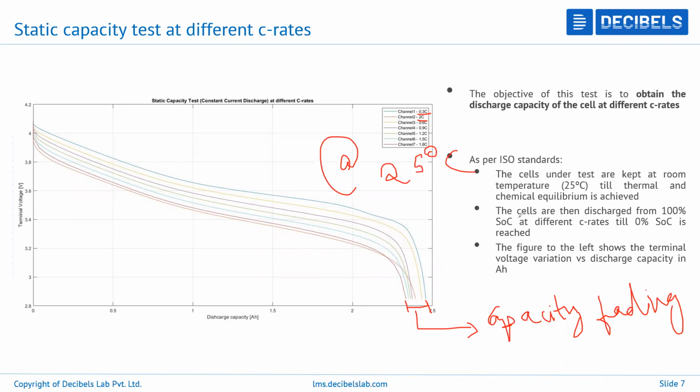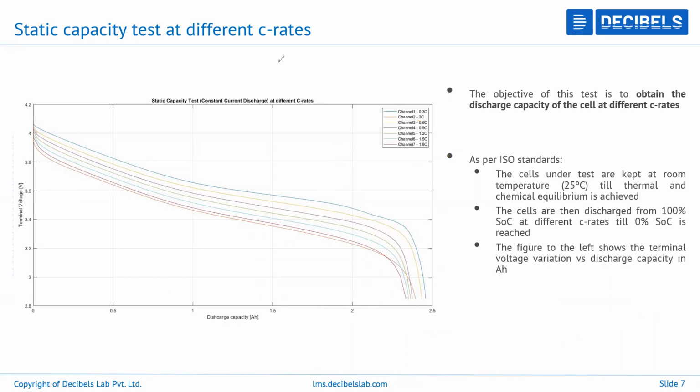Okay, so the cell is discharged from maximum voltage of 4.2 and ended at a minimum voltage of 2.8 volts. So as per the manufacturer specification, the minimum voltage is 2.8 volts. That's where the test has concluded. Okay, so that is static capacity test with respect to C rates at the same temperature, that is constant temperature.